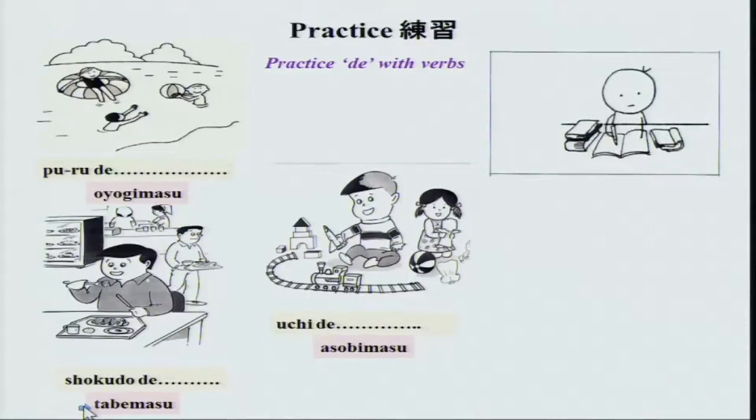Then we have another picture where we have Tanaka-san doing something. Where is he? Let us see. Kaisha de. Kaisha is your office. Kaisha de, what is he doing? He is working. So, kaisha de hatarakimasu.